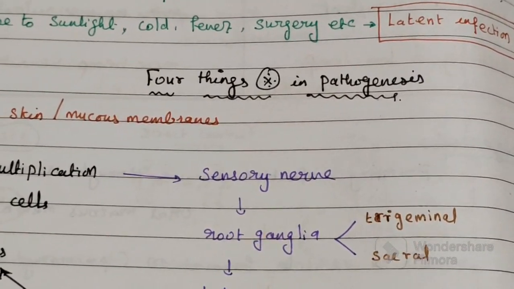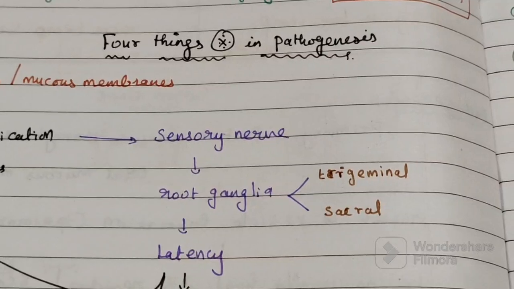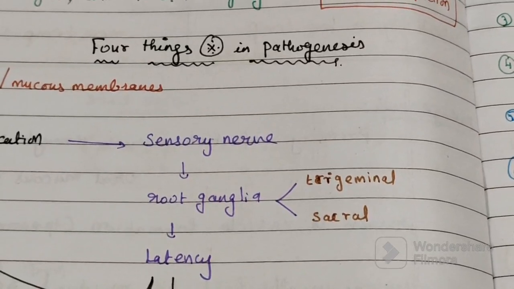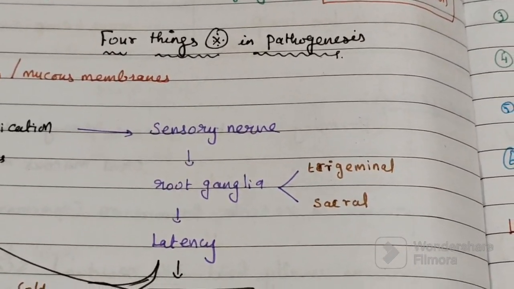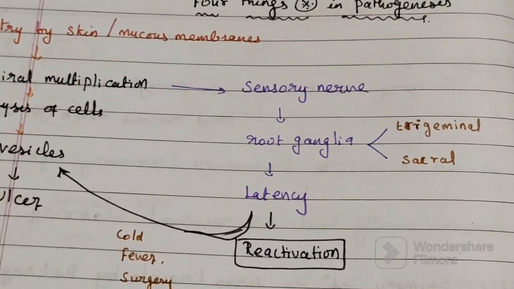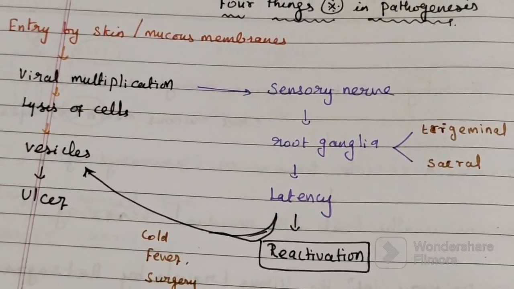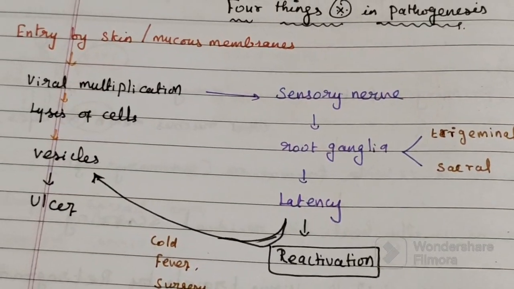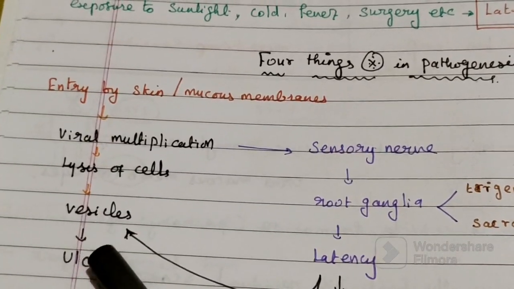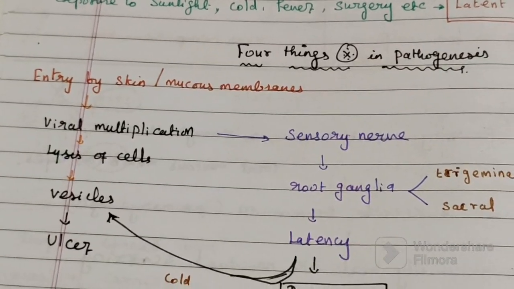HSV1 means trigeminal ganglion. HSV2 means sacral ganglion. Depending upon that virus, after many years, due to a drop in immunity, it can be a cold, it can be fever, it can be anything. So reactivation will happen. It produces the same kind of vesicles. Again, after many years, this is known as latent infection.